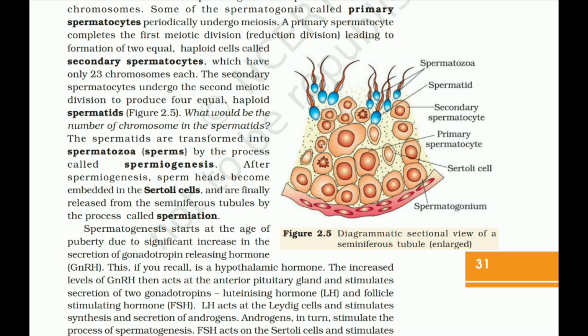Figure 2.5, diagrammatic sectional view of a seminiferous tubule enlarged. Spermatozoa, spermatid, secondary spermatocyte, primary spermatocyte, Sertoli cells, spermatogonium.